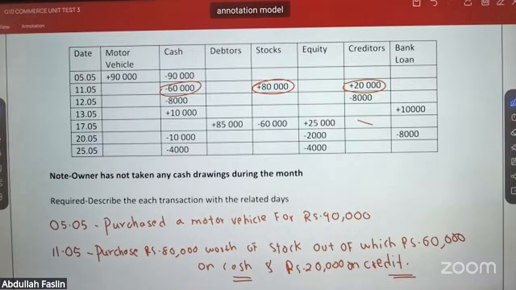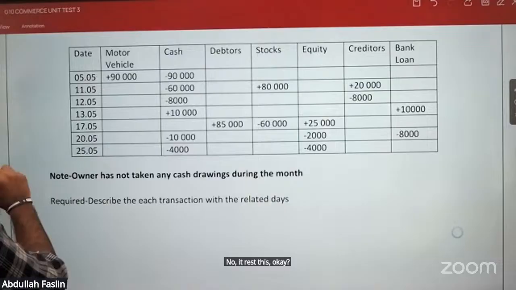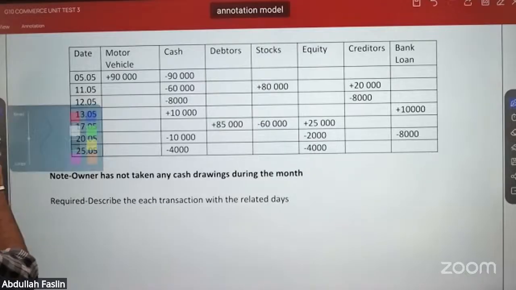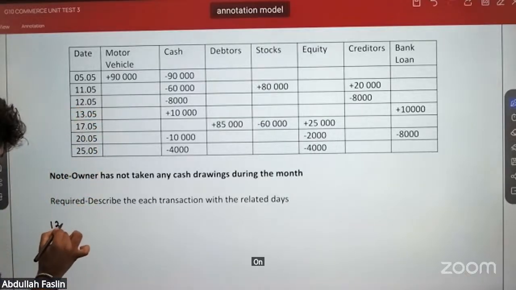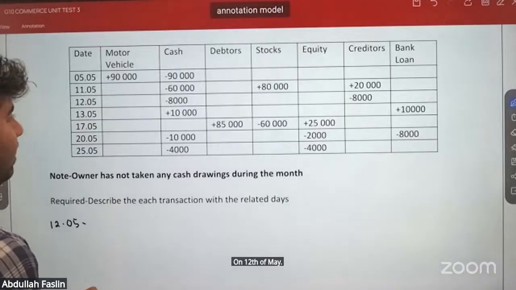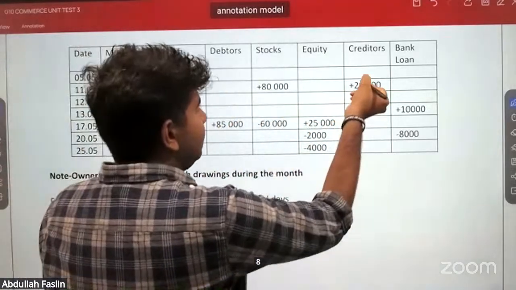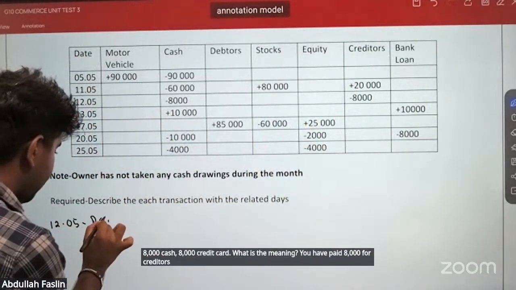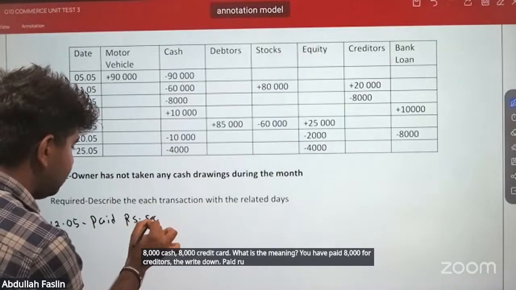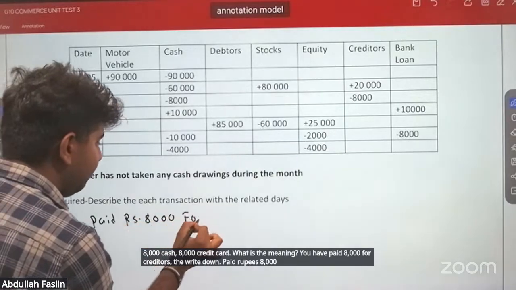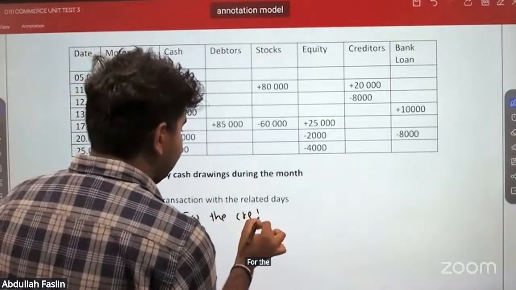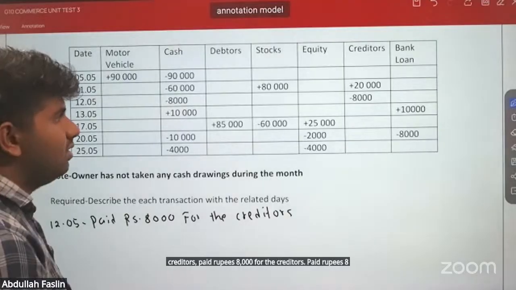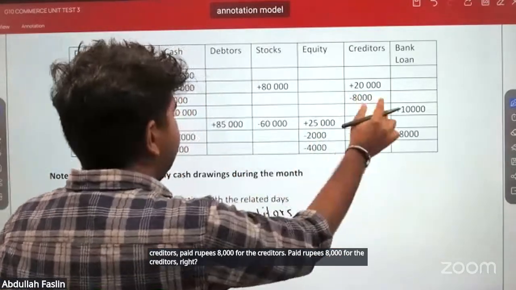Right. Now I'll erase this, okay? On 12th of May, what has happened? 8,000 cash, 8,000 creditor. What is the meaning? You have paid 8,000 for creditors. Therefore, write down: paid rupees 8,000 for the creditors. You have paid 8,000.